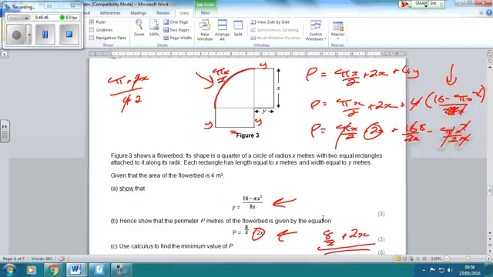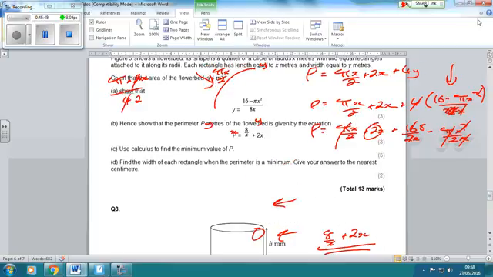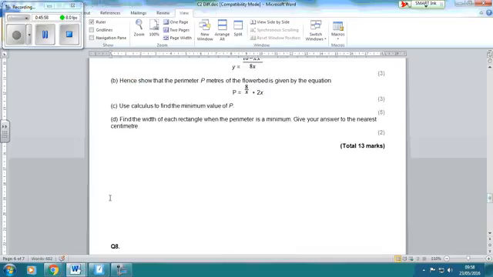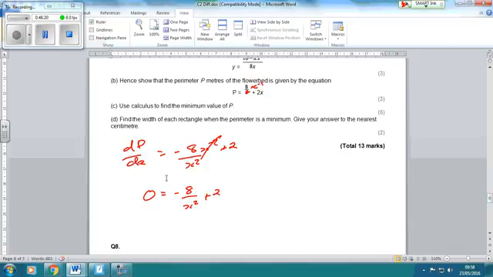Hooray. Now, use calculus to find the minimum value of p. So now that we've shown those, we're going to use calculus to find the minimum value. So again, we differentiate, set equal to 0. So dp by dx, let's make that x to the minus 1. So equals minus 8x to minus 2 plus 2. That goes down underneath. Set equal to 0. 0 equals minus 8 over x squared plus 2. Bring this to the other side. Minus 8 over x squared equals 2.